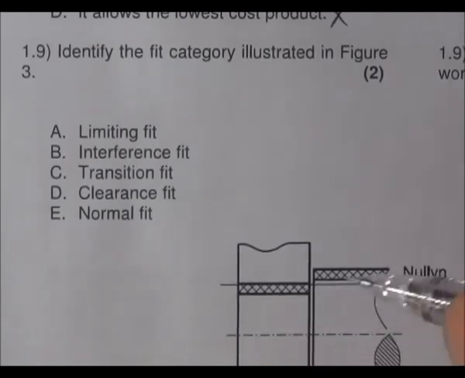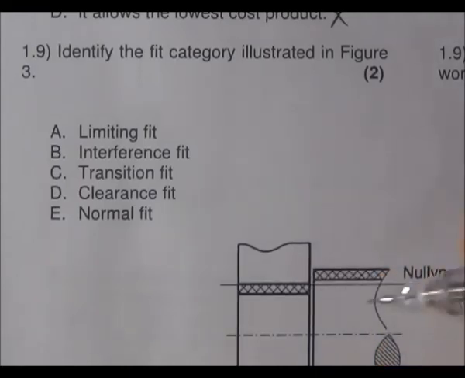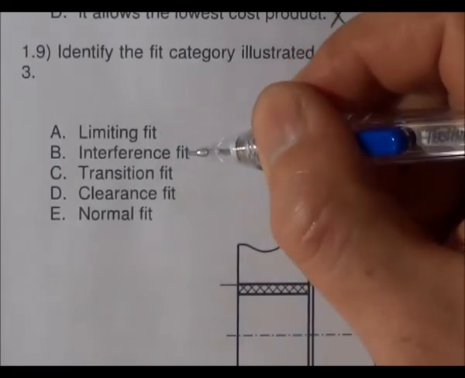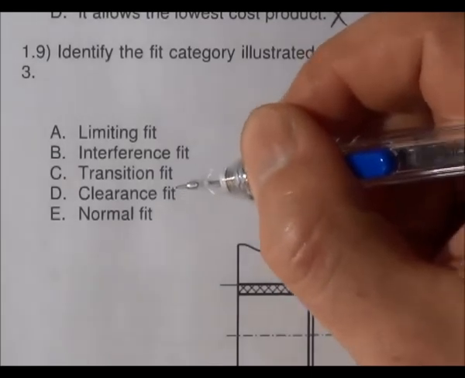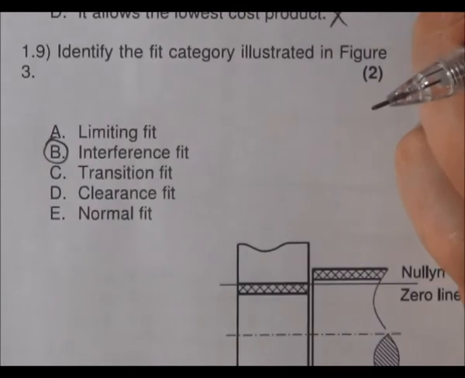So basically what happens in this case is you will force it in by means of a hydraulic press, and that stretches this outside material around the shaft, which will give you a reasonably tight fit that causes them to not be able to move relative to each other. So, limiting, interference, transition, clearance or normal. 1.9b is a transitional fit.